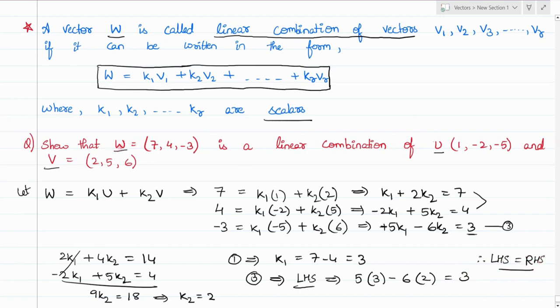Hence, we can show that the W vector is a linear combination of both U and V vectors. This is how we'll work on the linear combination of vectors.